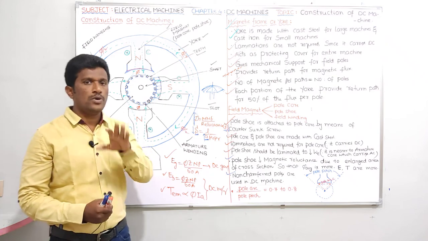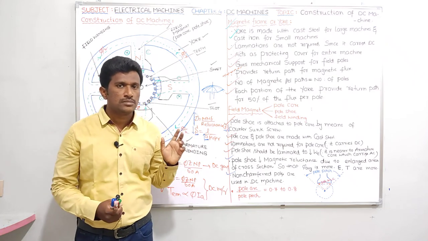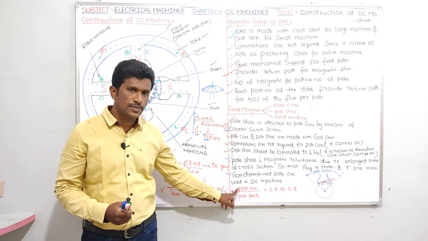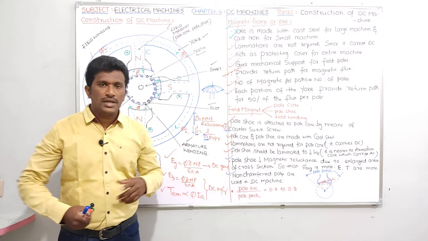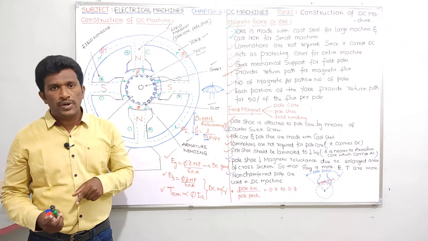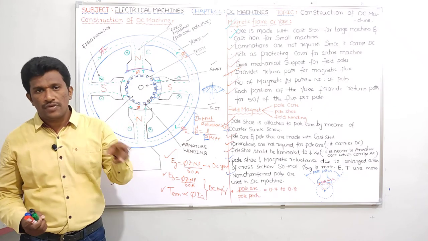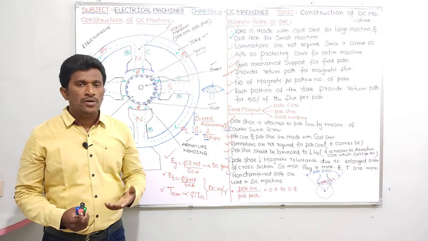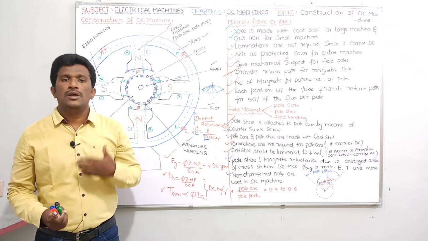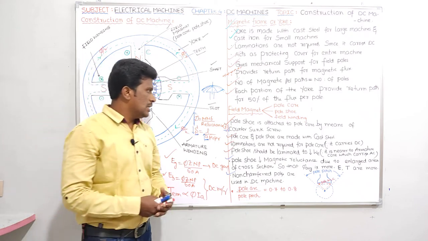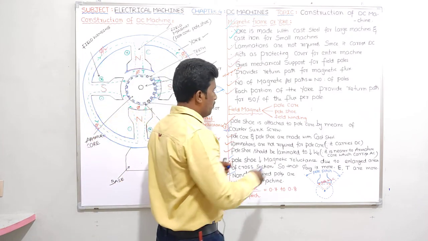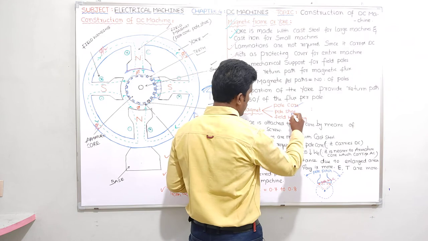So which type of poles do we have to use in a DC machine? Non-chamfered poles. Because of using this type of poles, you will get a flat topped or trapezoidal waveform, where the average value of flux will be more and the EMF value will be more. Next guys, this is about the pole core and the pole shoe.